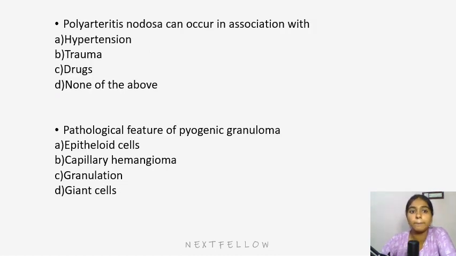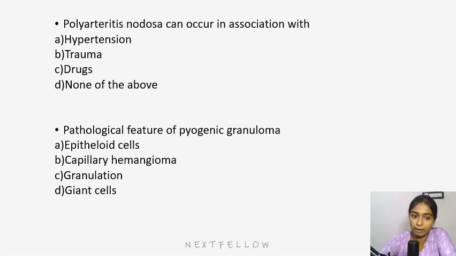Next question, PAN can occur in association with hypertension. Okay, we have already studied PAN may also involve the kidney. So in kidney, there will be accelerated hypertension, one of the clinical features the patient may present with in case of PAN. Next is pathological feature of pyogenic granuloma.